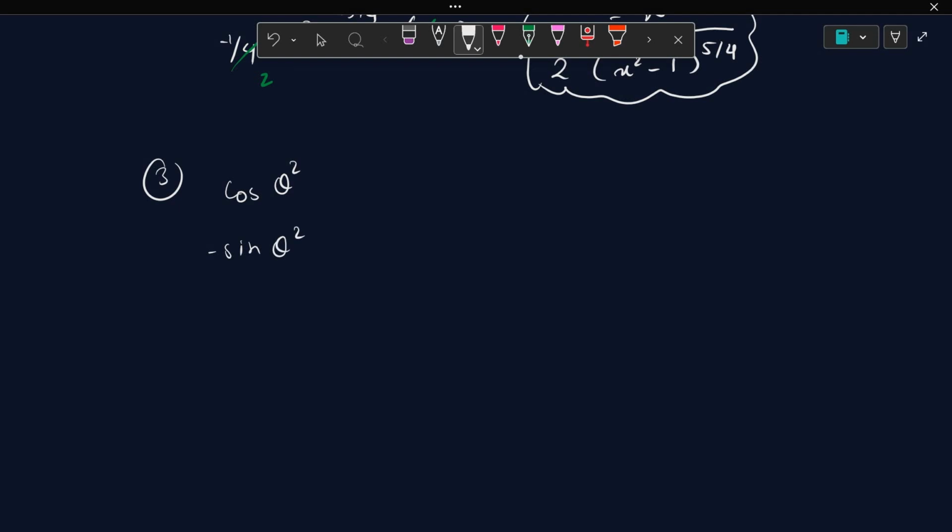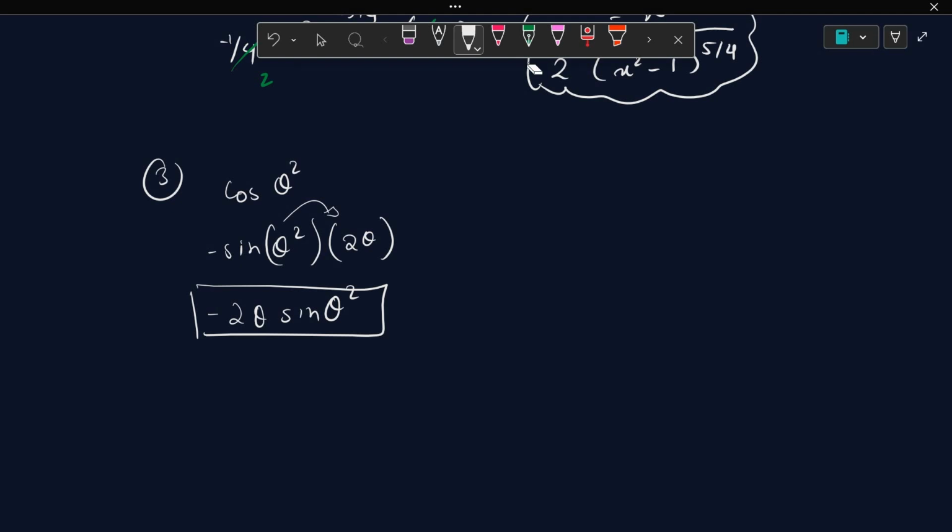We're going to take the derivative of the outer function as it is, without touching anything inside, and afterwards we're going to multiply by the derivative of the inside function. The inside function is just like x squared, so what's the derivative of x squared? Simply 2x, so here it's just going to be 2 theta. That's it. So negative 2 theta sine of theta squared is basically going to be your final answer. Okay, so now let's move on.